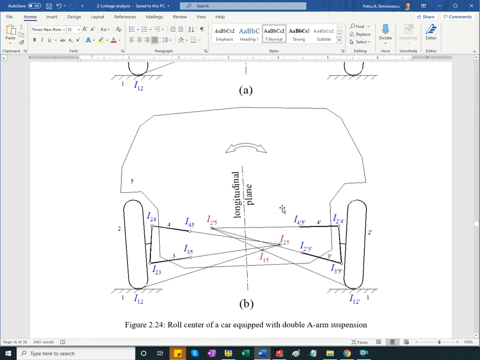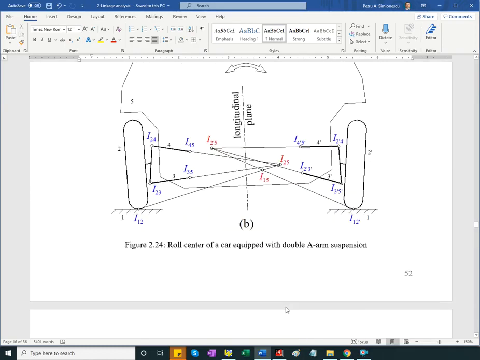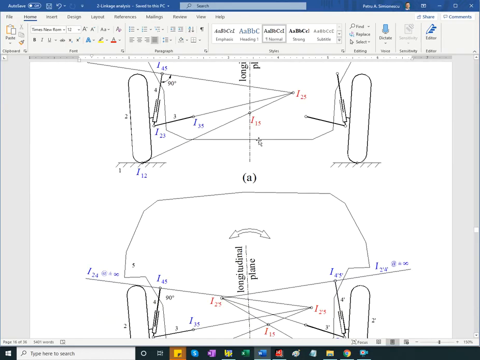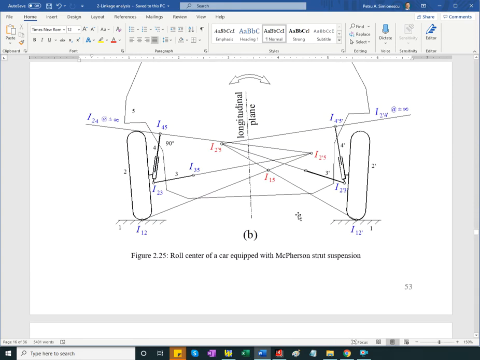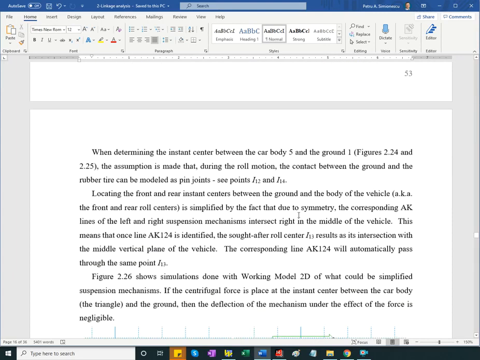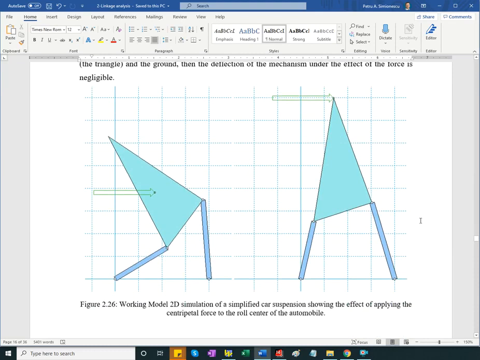I mentioned the roll axis. It connects the instant center for the rear suspension with the instant center of the front suspension. Ideally, that should pass through the center of mass of the vehicle. If it does, then the amount of roll of the car body during turns caused by the centrifugal forces is going to be minimal.